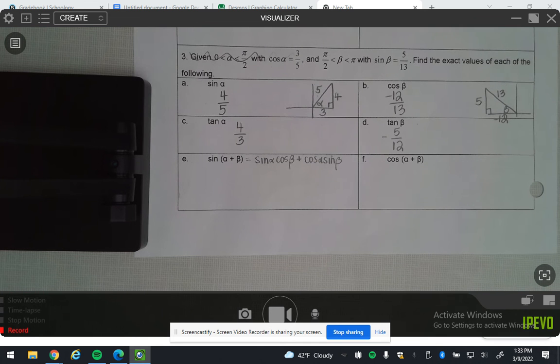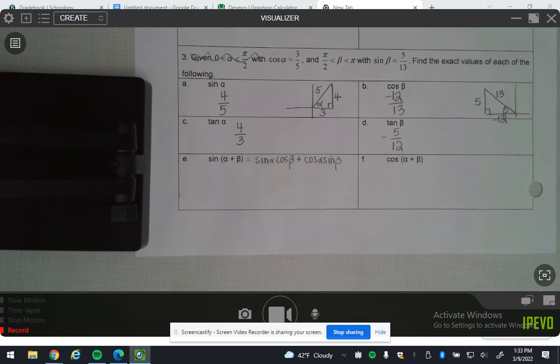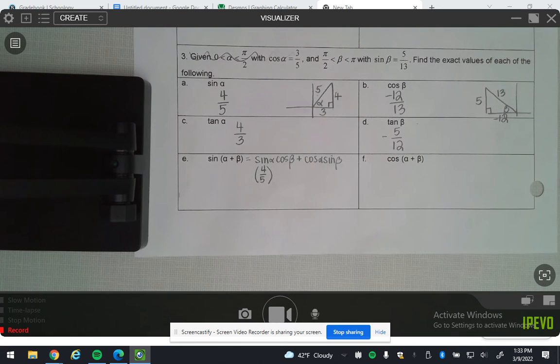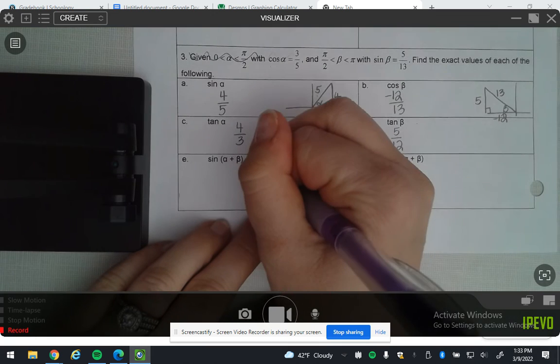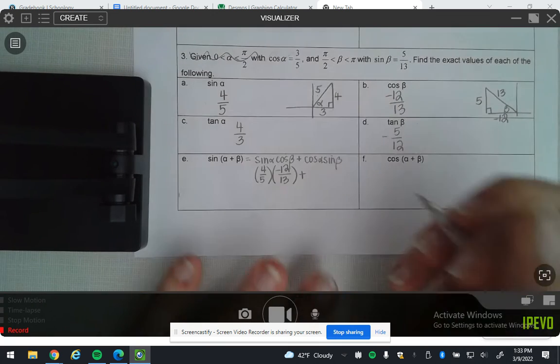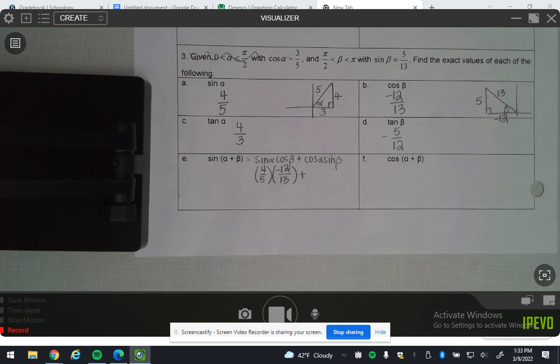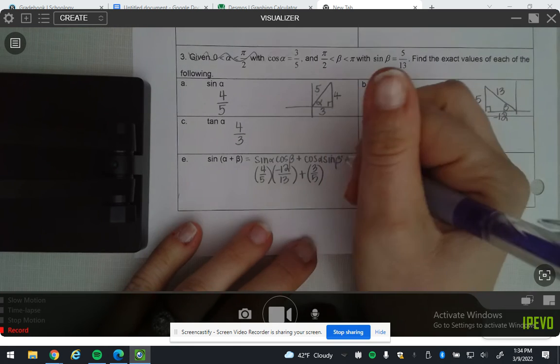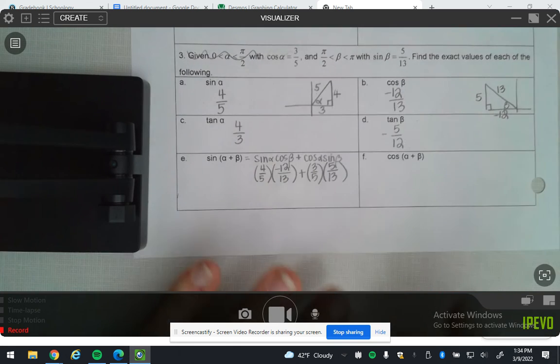Do I know what the sine of alpha is? That is 4/5. What is the cosine of beta? Negative 12 13ths. Plus, what's the cosine of alpha? Look in the directions. 3/5. And what's the sine of beta? 5/13.